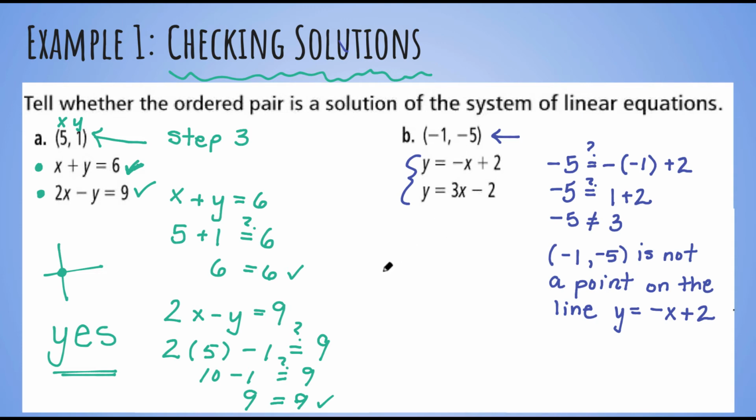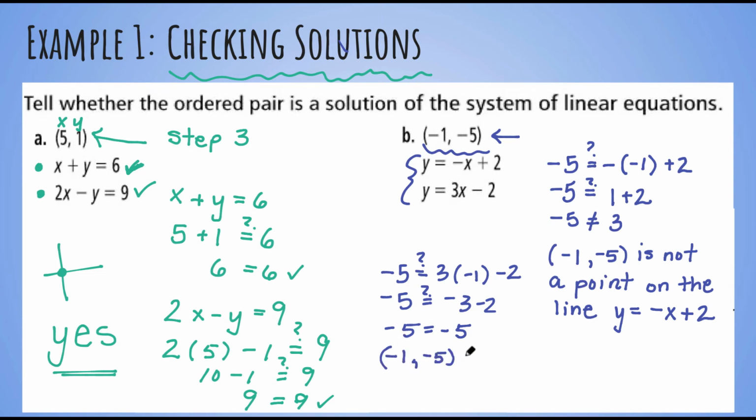So we're going to substitute in -5 for our y, and we're checking to see if it's equal to 3 times -1 minus 2. And so we can see -5, we want to know is this equal to -3 minus 2? Sure enough, -5 does equal -5. So this point right here, -1, -5, is a point on this line. So -1, -5 is a point on the line y equals 3x minus 2.